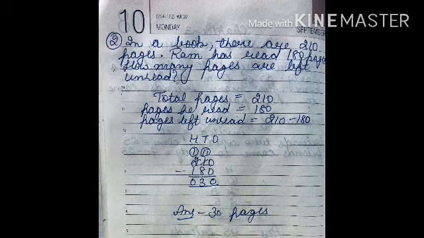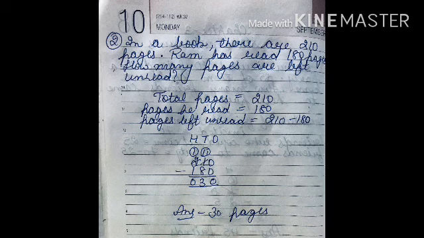After that, underline the important points. In the first line, 210 pages. In the second line, read 180 pages. And in the third line, how many pages are left unread? Circle the point left unread. And how will you write the statement? Total pages is equal to 210. Pages he read is equal to 180. And pages left unread is equal to 210 minus 180.